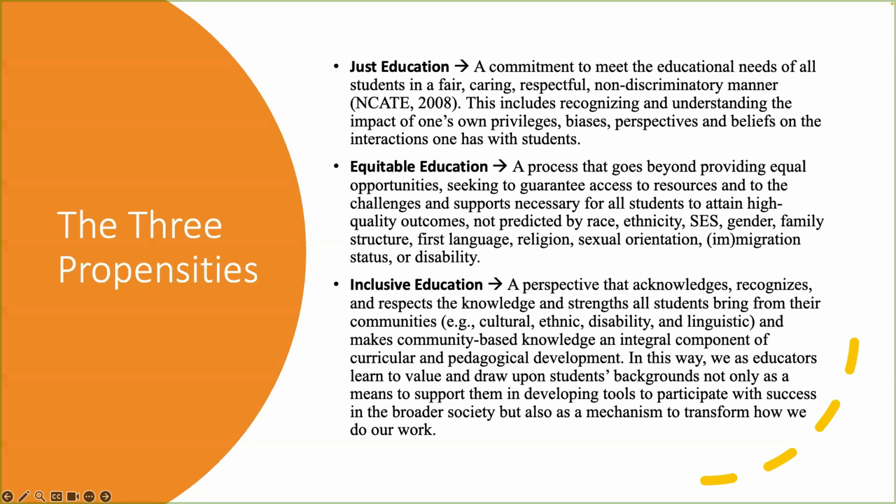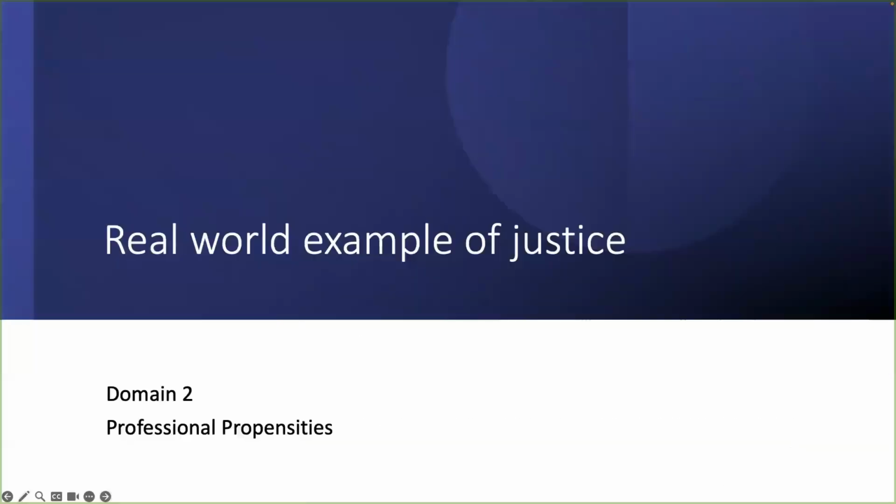Now let's take a look at the first propensity, justice. The first propensity is the concept of justice, or the commitment to meet the educational needs of all students in a fair, caring, respectful, non-discriminatory manner. It's the accumulation of a number of inclusive, equitable, expansive, translanguaging efforts that result in cultural respect, personal and group boundaries, and other productive forms of socialization and education.